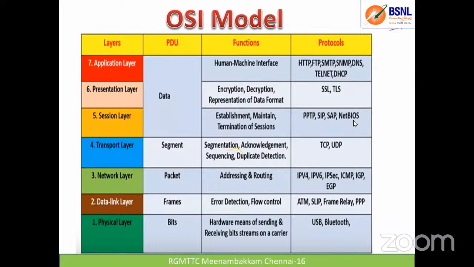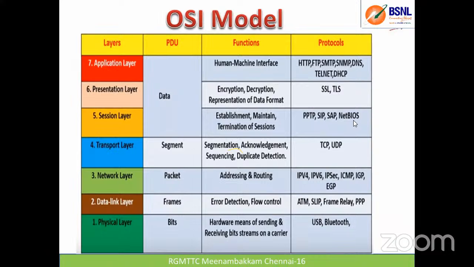Next one is SAP. SAP is the Service Access Point. The service access point identifies the label for a network endpoint used in the OSI layers. For different networks, we have different labels. These labels are identified by the SAP protocol.